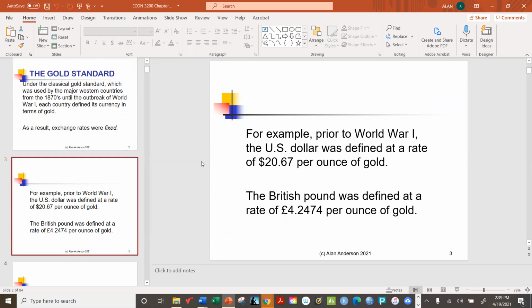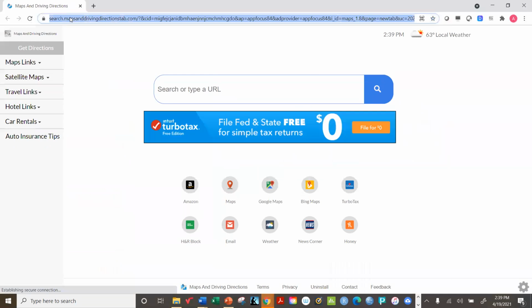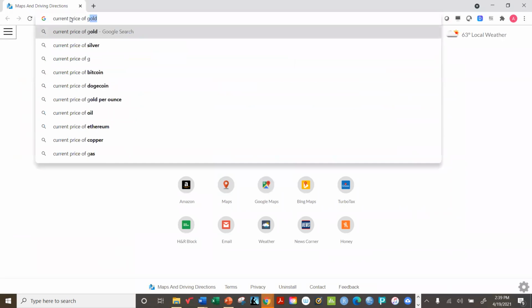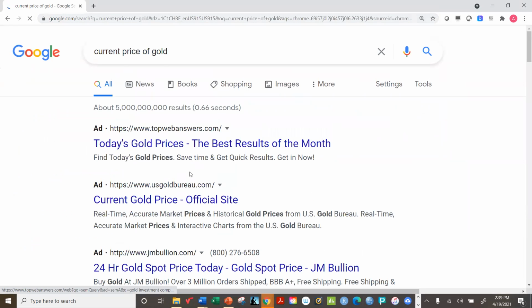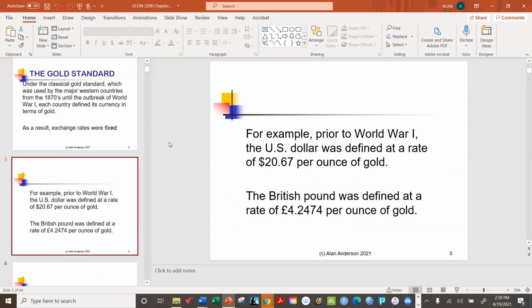Prior to World War I, the dollar was defined at a rate of $20.67 per ounce of gold. It's hard to believe that now, since gold is selling for something, what, $1,500 an ounce? Let's go check that out real fast. It's a lot of money. Okay, let's see, where is it? Okay, yeah, it's almost $1,800 an ounce. So $20.67, even allowing for inflation, that's a big difference.